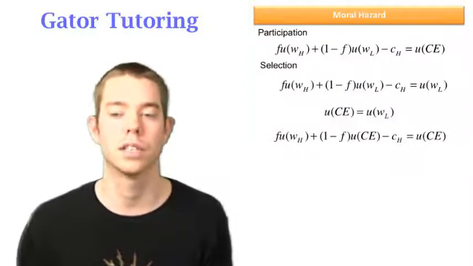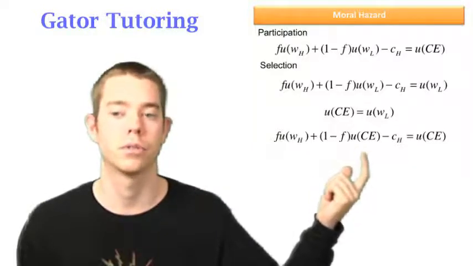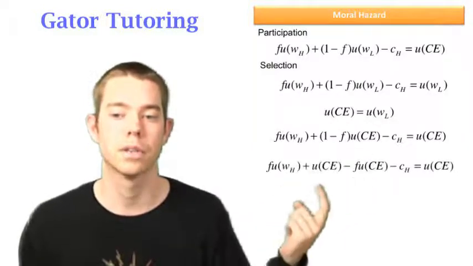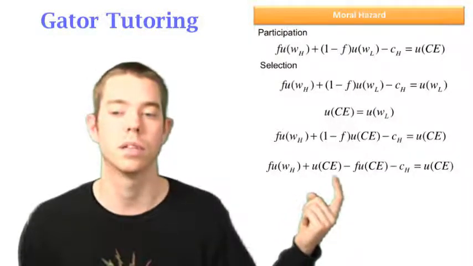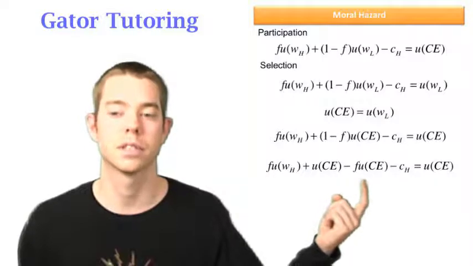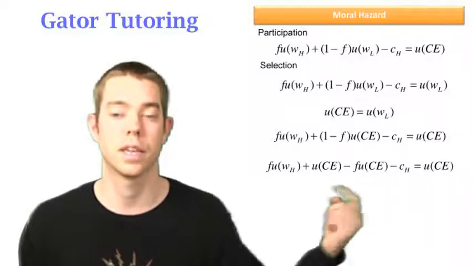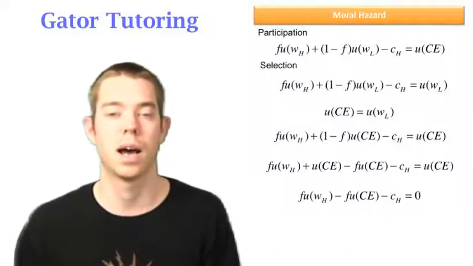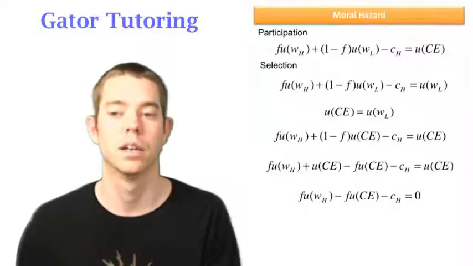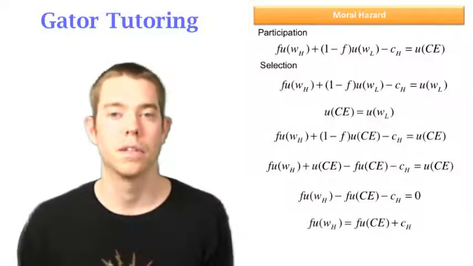So the only thing I see that we can really do at first is distribute this 1 minus F out to the UCE. So the 1 times the utility of the certainty equivalent will just give us the utility of the certainty equivalent, minus F times it will give us this. And now we notice that we have a UCE on this side and a UCE on this side, so they can cancel. And when I look at my answer choices, I notice that I have a positive CH on the right side, so I'm going to add that to both sides. And I also have the utility of my certainty equivalent on the right side, so I'm going to add that.